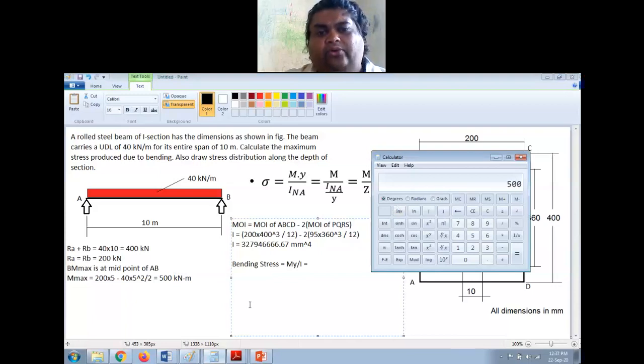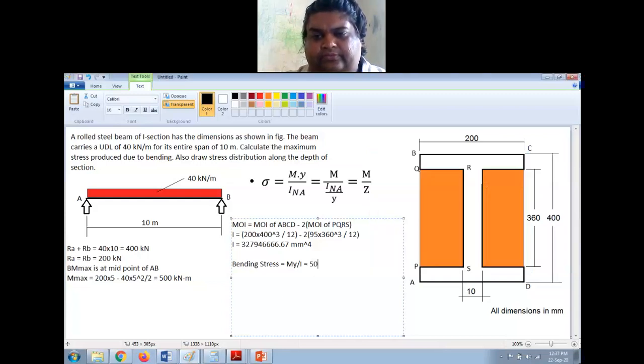500 kilonewton to convert into Newton, I multiply by 1000. So it is 500,000 Newton. Meter is there, you have to convert that to millimeter, so multiply by again 1000. So it is 500 into 10 raised to 6 Newton mm, right? Into mm, sorry, y.